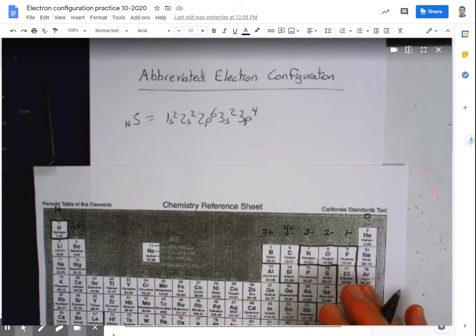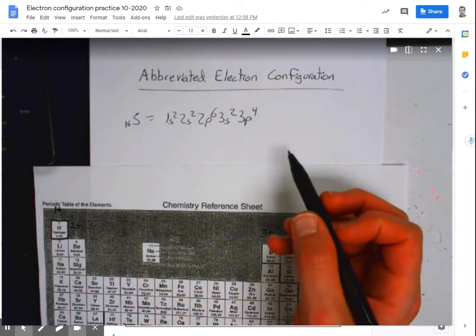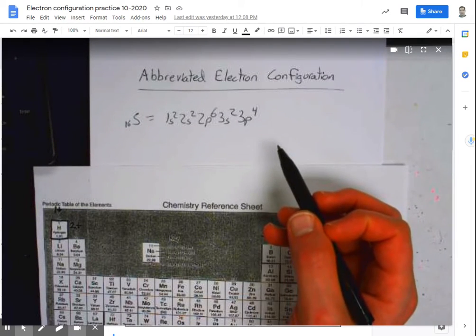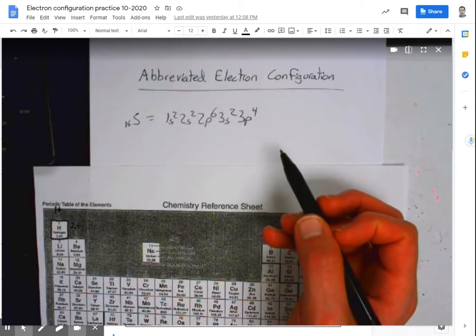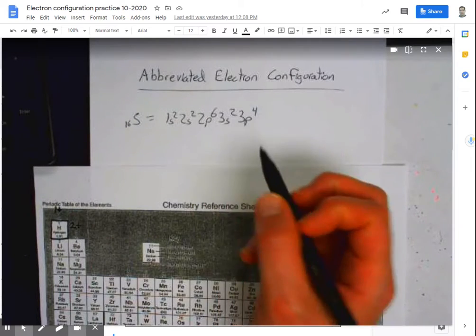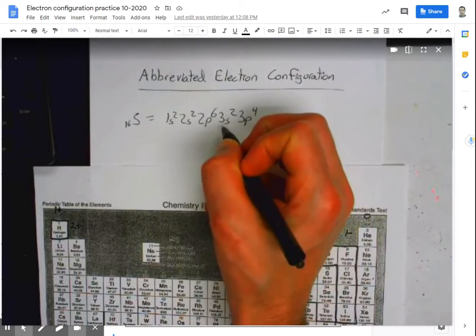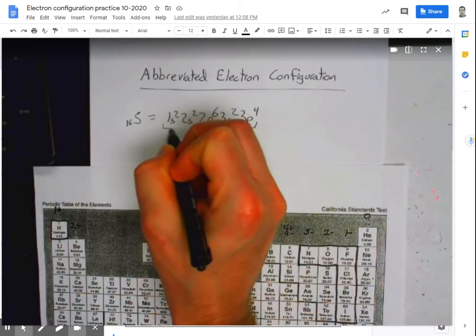Now, it turns out that only the outermost electrons are responsible for chemical reactions and bonding. So those are the ones that are important. The other ones we don't really need to list so much because they're not really involved. So what we do is we think about breaking this into two separate sections.